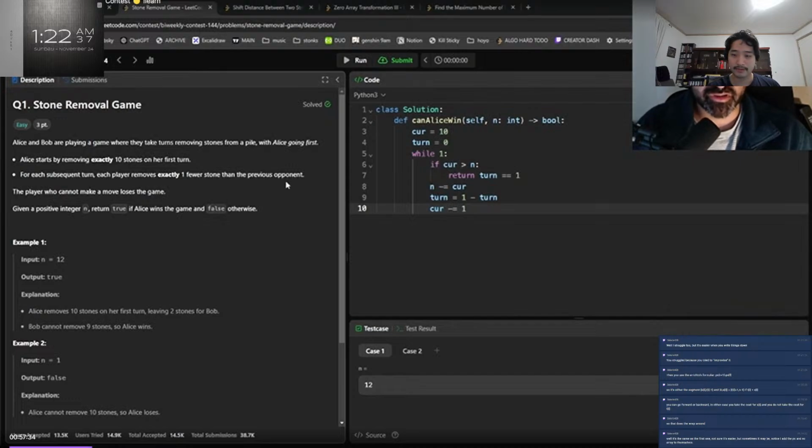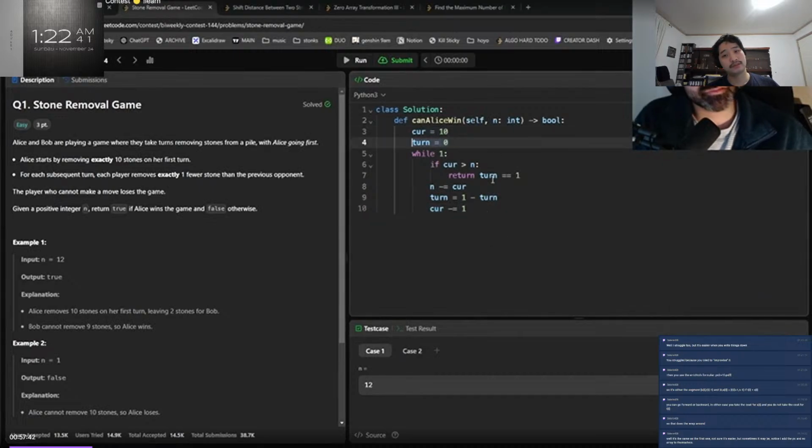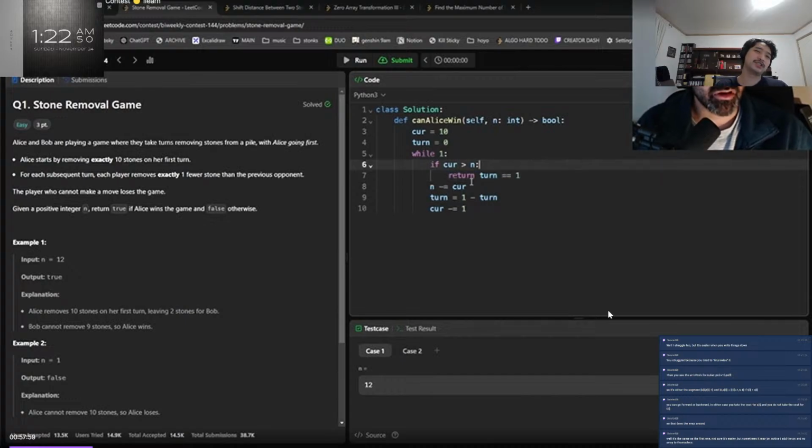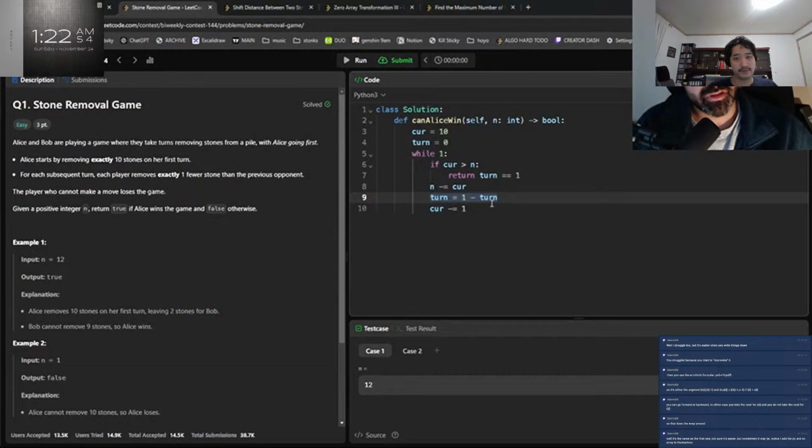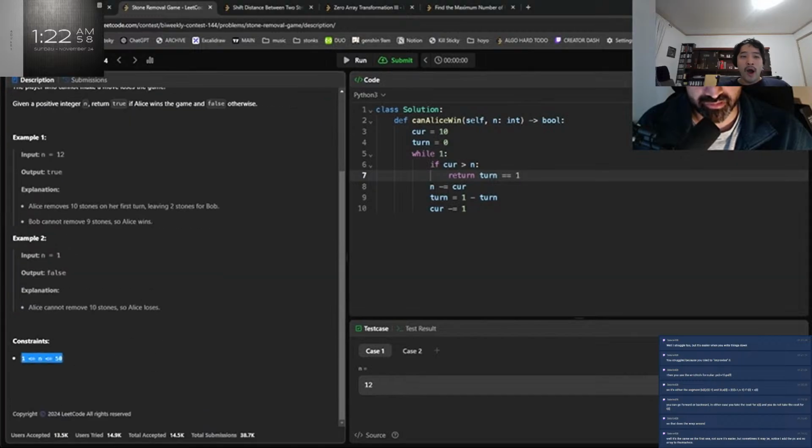Stone removal game. Alice and Bob are playing a game. You remove stones from a pile, and this is literally a simulation. Turn equals 0, while the number of stones is greater than 0. I don't know if my way was optimal, but I used a boolean that changes after each turn. Flip the turn: turn equals 1 minus turn, so 0 to 1, 1 to 0, and then decrease the number of stones by 1. It's a simulation. Pretty quickly. Yeah. Any questions?